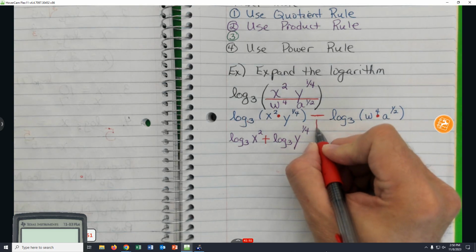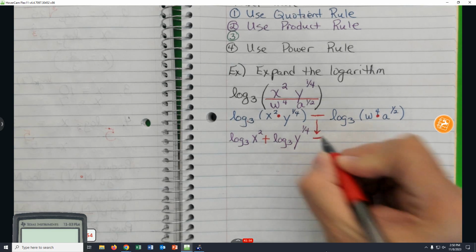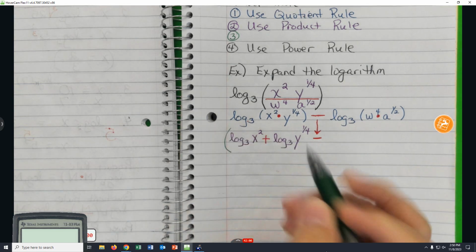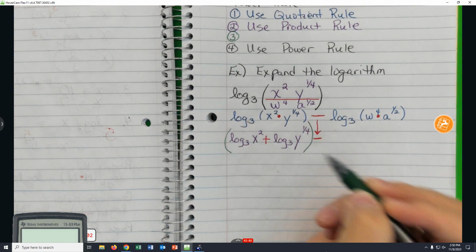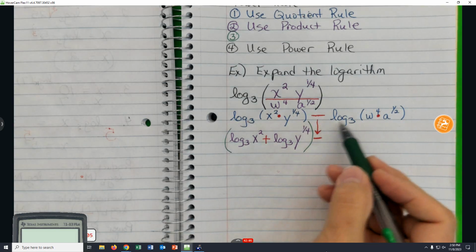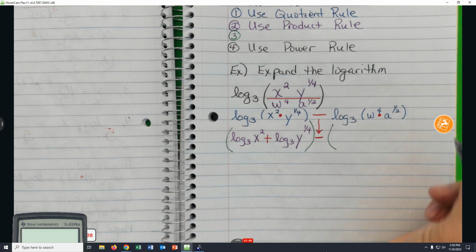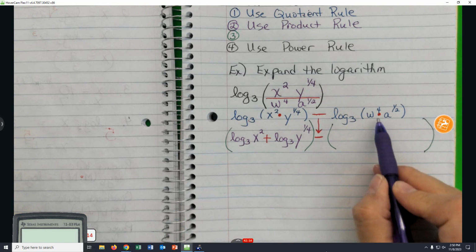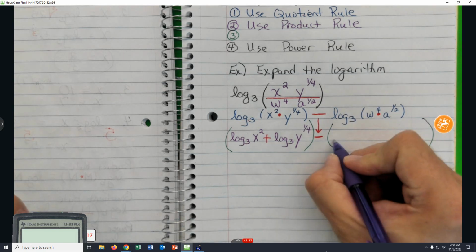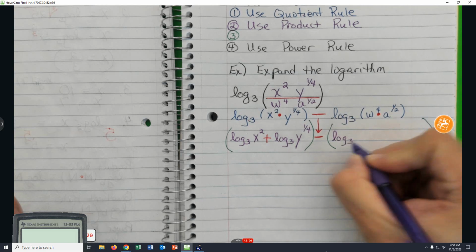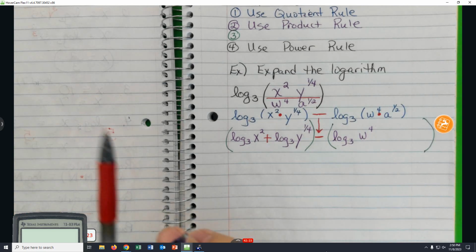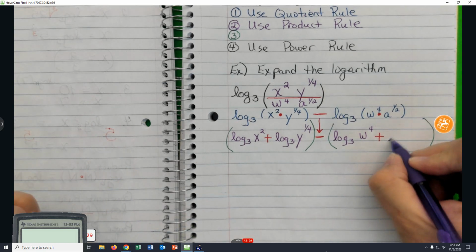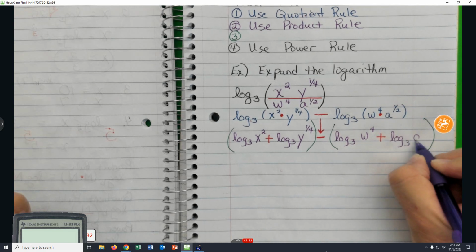Now, I'm carrying down that minus. What I like to do, just to make sure I realize it, all the stuff that came from the first logarithm, I enclose in parentheses, okay? And then for the second logarithm, I enclose all of that in parentheses. So how will I rewrite this second logarithm? Log base 3 of w to the 4th, and then a plus. I'm rewriting that multiplication as addition. Log base 3 of a to the 1/2.